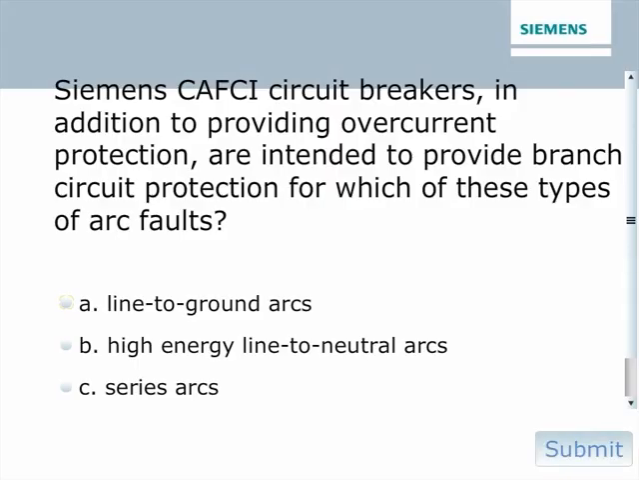Question 4. Siemens CAFCI or combination arc fault circuit breakers, in addition to providing overcurrent protection, are intended to provide branch circuit protection for which of these types of arc faults? A, line to ground arcs, B, high energy line to neutral arcs, C, series arcs, or D, all of the above?